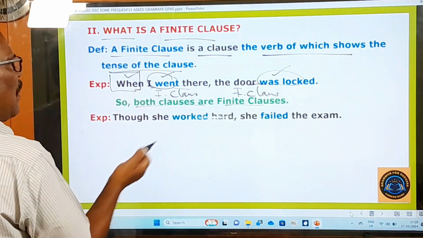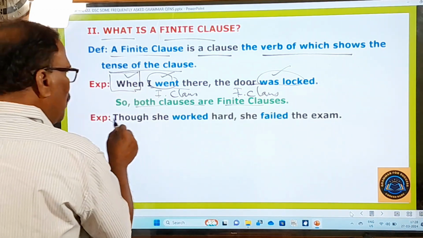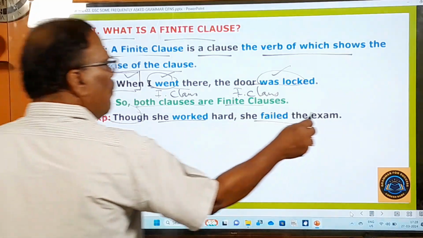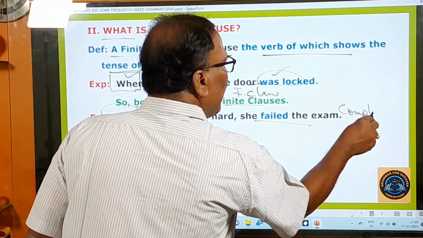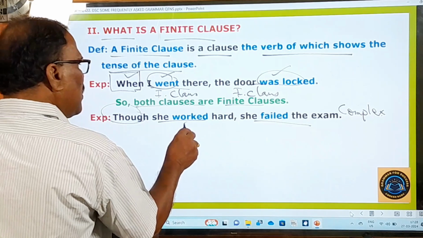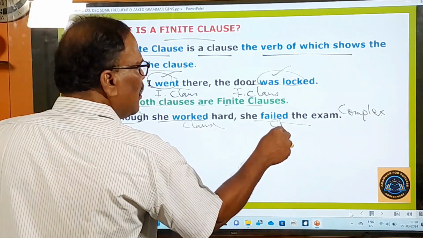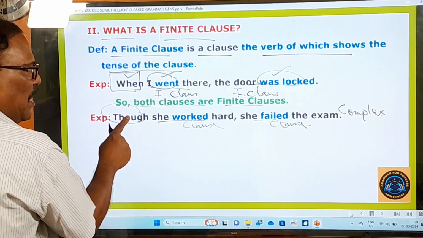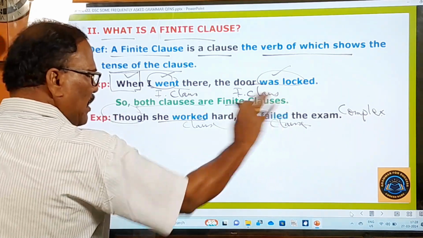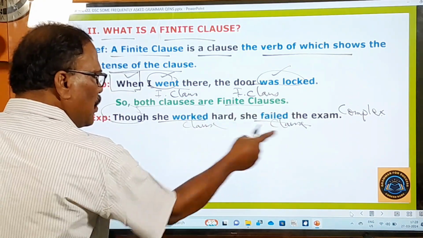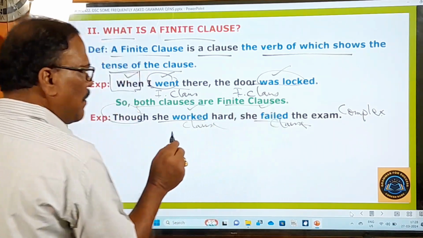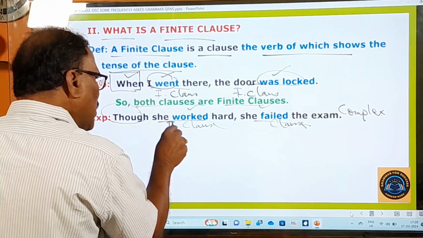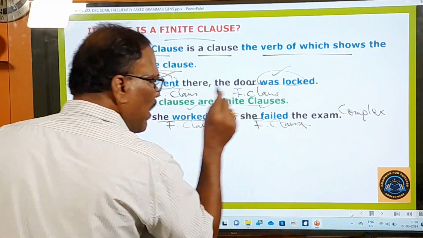That's good. And I would like to give you some more examples. "Though she worked hard, she failed the examination." This is again a complex sentence. This is a clause, and this is also a clause. It's a complex sentence because the conjunction "though" is used. "Though" is a subordinating conjunction, so it's a complex sentence. In these two clauses the verb is showing the tense. "Worked" is showing the past tense, "failed" is showing the past tense. Therefore this clause is a finite clause, and this clause is a finite clause.